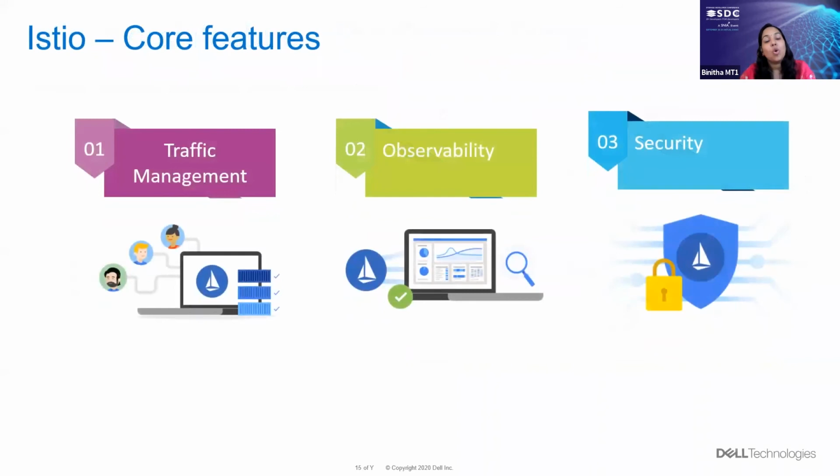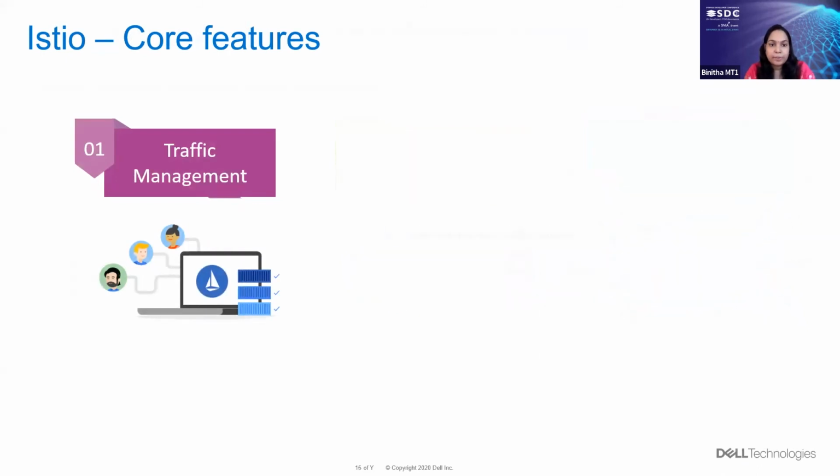Now, when coming to the core features of Istio, Istio has plenty of features that it supports. But while we were doing our POC or hands-on, what we understood is that these three are the top core features which Istio has. One is traffic management, one is observability, and one is security, which is definitely the hot topic nowadays. So let's deep dive into each of these.